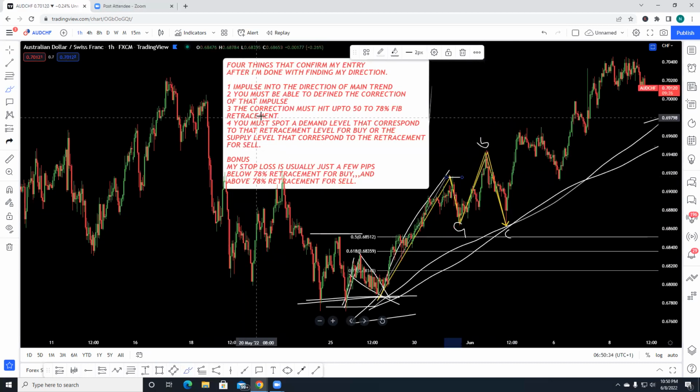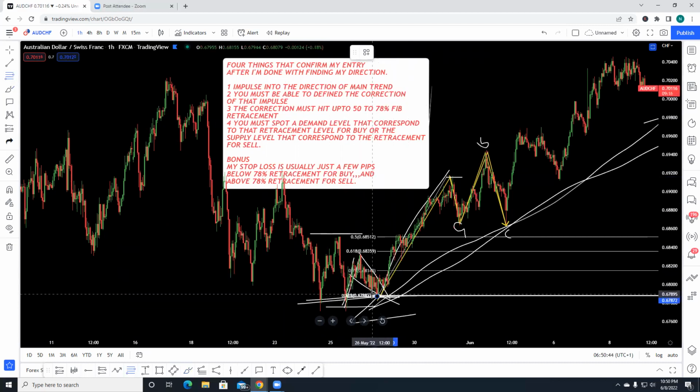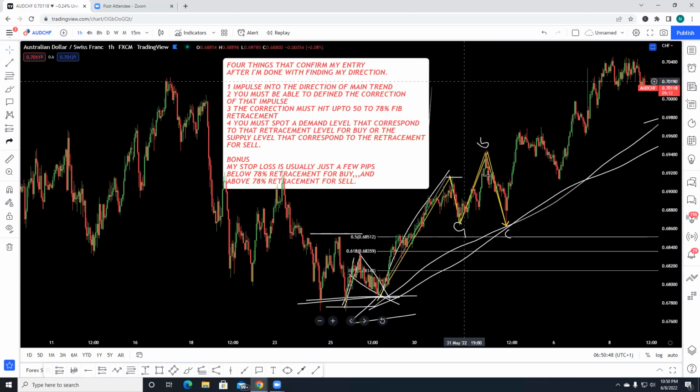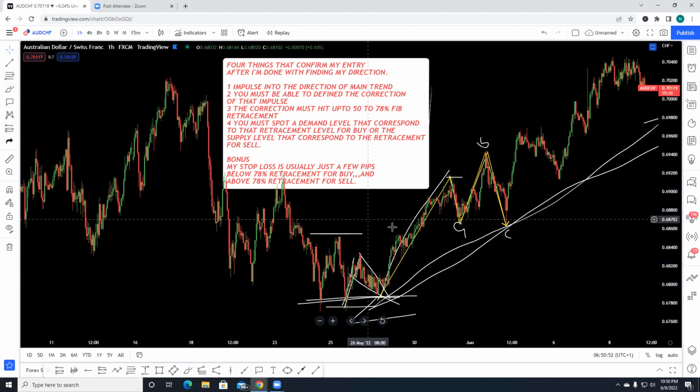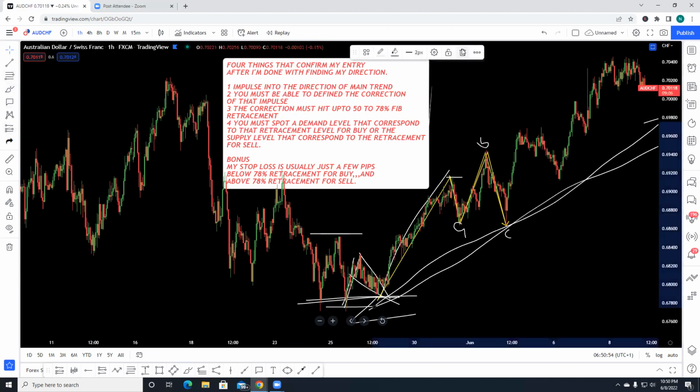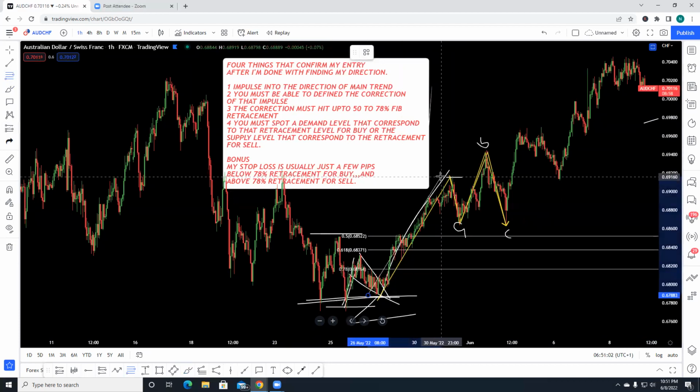Stage 3 is that the correction must hit up to 50 to 78% fib retracement. All right, so let's do this from here. Let's move the previous one, the previous fib. All right, so let's move this one. So let's take a fib from here to this place.